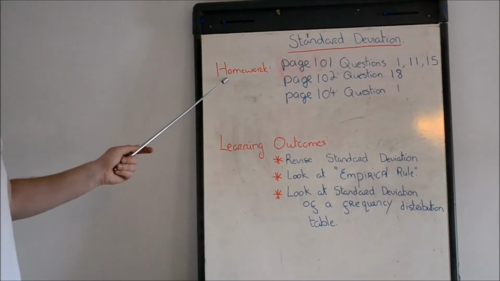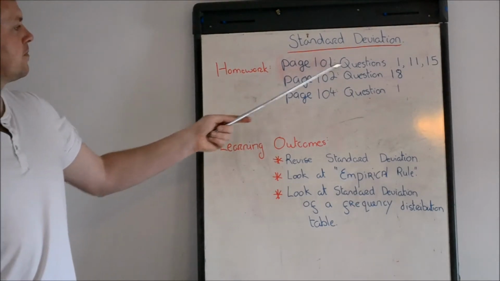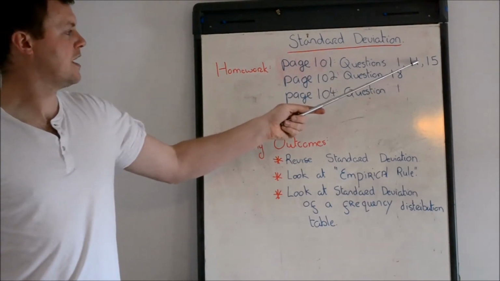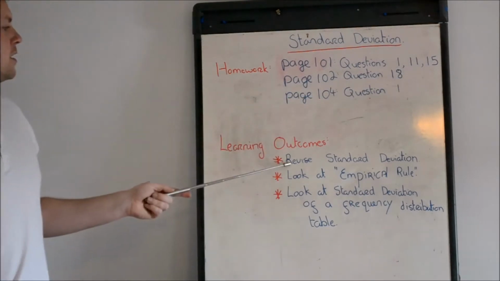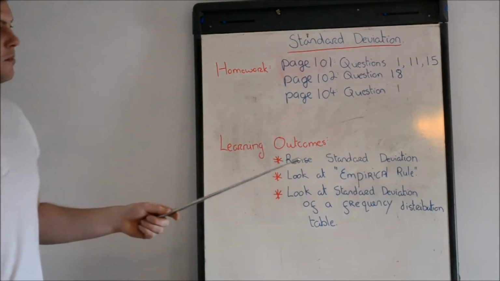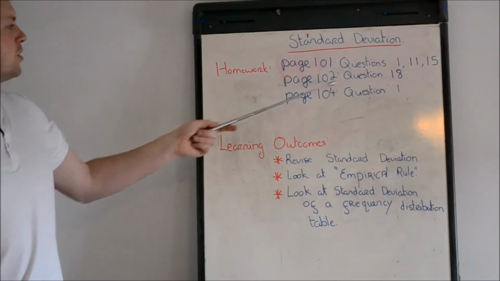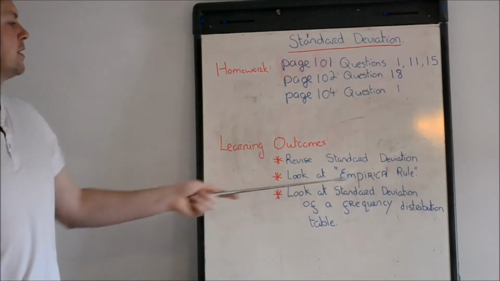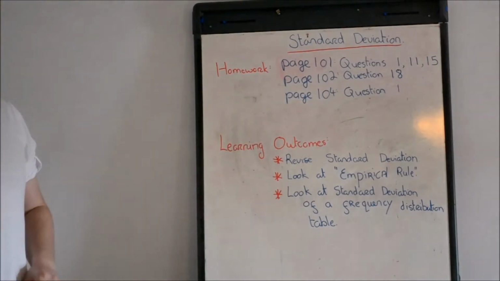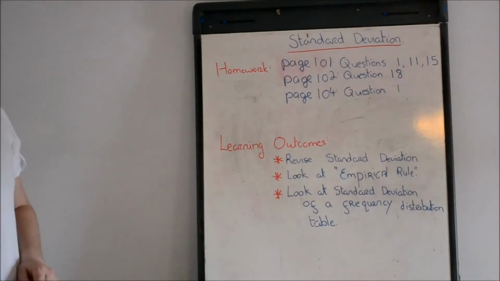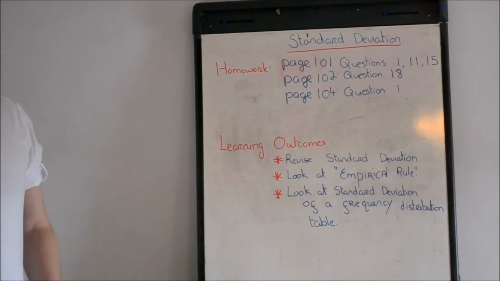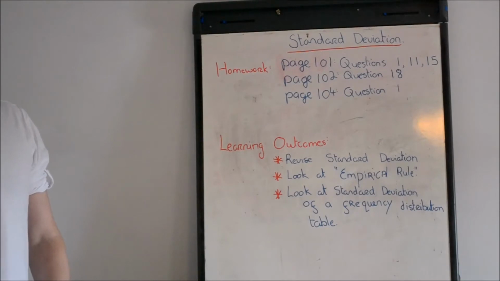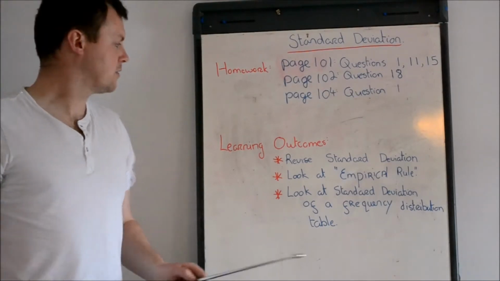So your homework, lads, page 101, questions 1, 11 and 15. That's just basic standard deviation, so you shouldn't have a problem with that. Page 102, question 18, that's to do with the empirical rule. Have a look at page 100. It's not a hard question. Just spend 5 minutes looking over it and thinking about it. Once you get it, it's very easy after that.